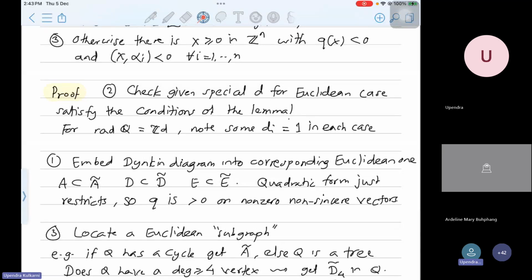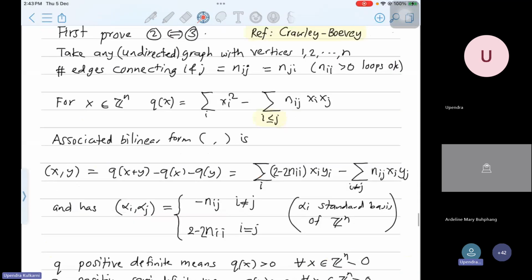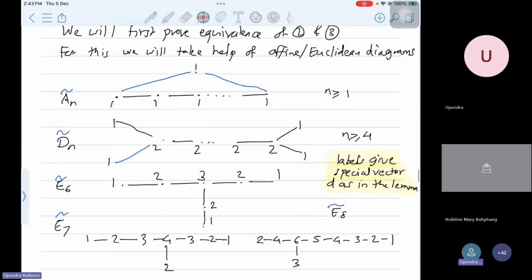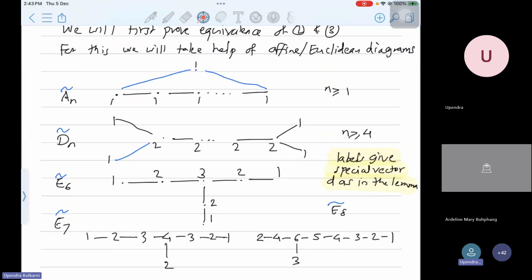Maybe we should have those Euclidean diagrams in front of us so that we can see what's going on. Okay, so these are the diagrams. Remember, I have an arbitrary graph and my task is to locate a Euclidean diagram. If there is a cycle, I get this. If there isn't a cycle, then I have a tree. So I start looking at degrees of vertices. Is there a vertex of degree 4 or bigger? If there is, then I simply take that vertex.